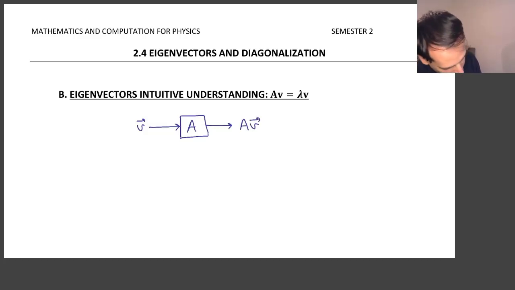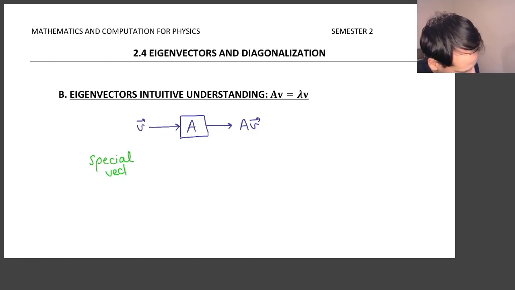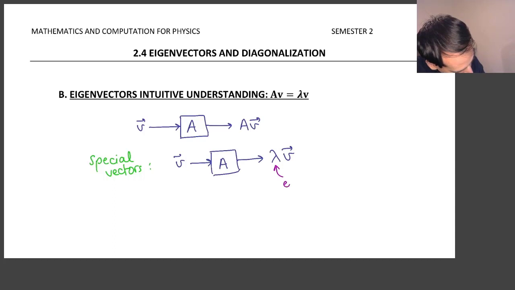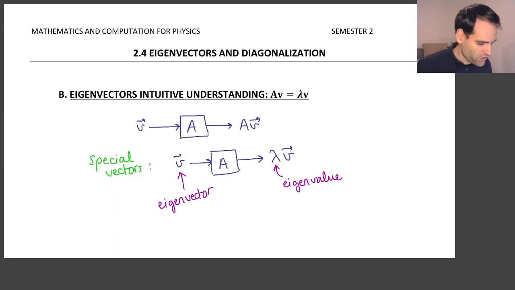Now, there are some special vectors called the eigenvectors, which, when inputted into our transformation A, what we get is a scaled version of the original vector, lambda times v, where lambda is a scalar called the eigenvalue, and v is called the eigenvector. And each eigenvector is associated to a certain eigenvalue.